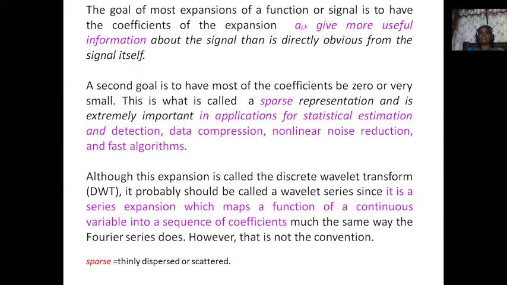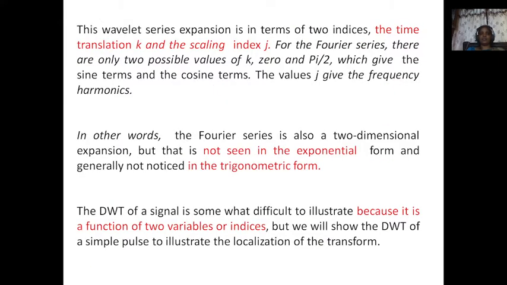Although this expansion is called a discrete wavelet transform, it probably should be called a wavelet series, since it is a series expansion which maps a function of a continuous variable into a sequence of coefficients, much the same way the Fourier series does, but it takes more coefficients. Already we discussed those J and K parameters.